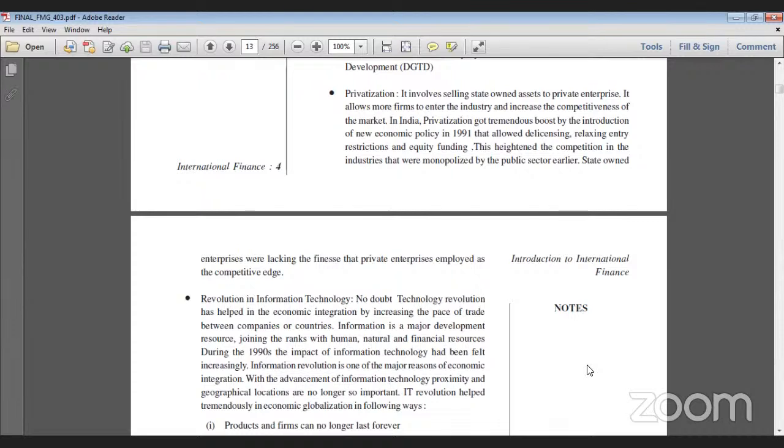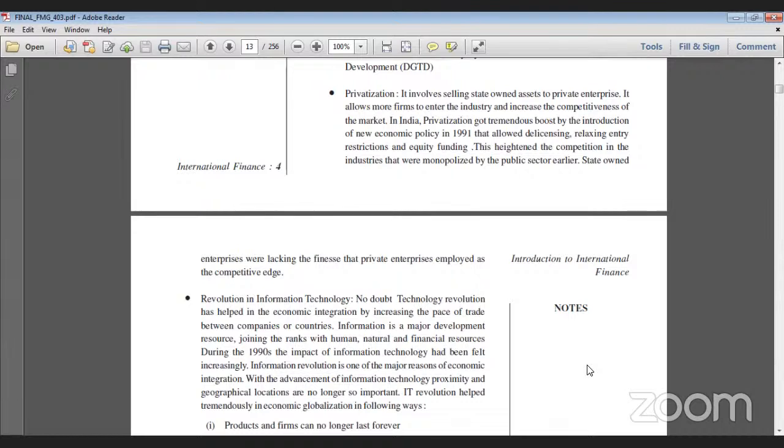The revolution of information technology. No doubt that the technology revolution has helped in economic integration by increasing the pace of trade between companies of countries. It is a major development, joining the resources of human, natural and financial capital. During the 1990s, the impact of information technology was felt increasingly. The information revolution is one of the major reasons of economic integration. With the advantages of information technology, proximity and geographical location are no longer so important.